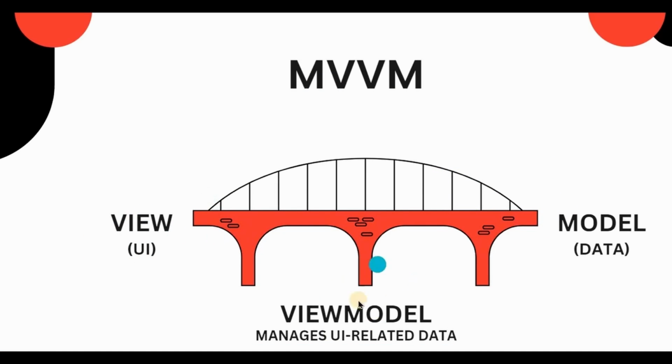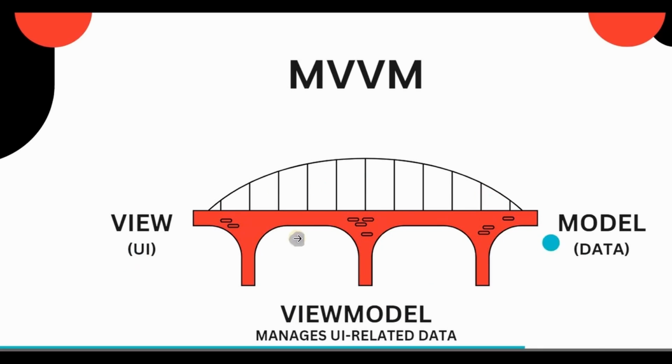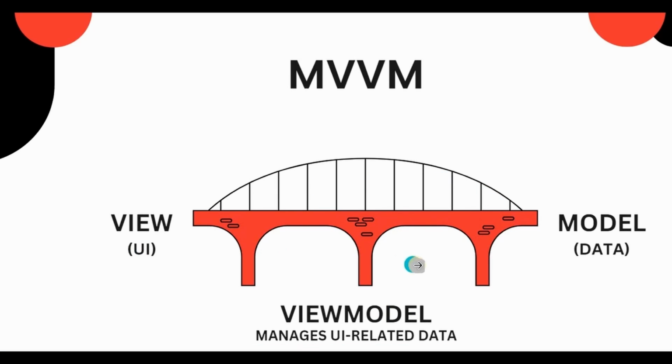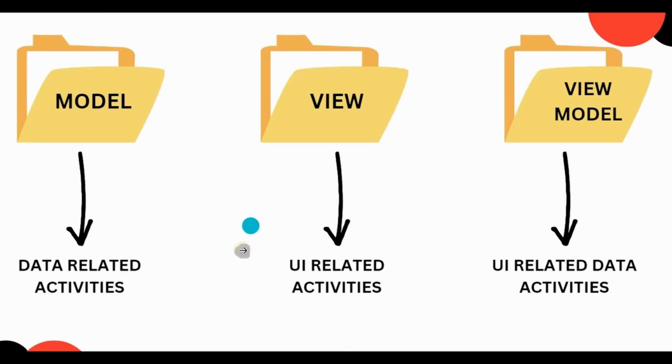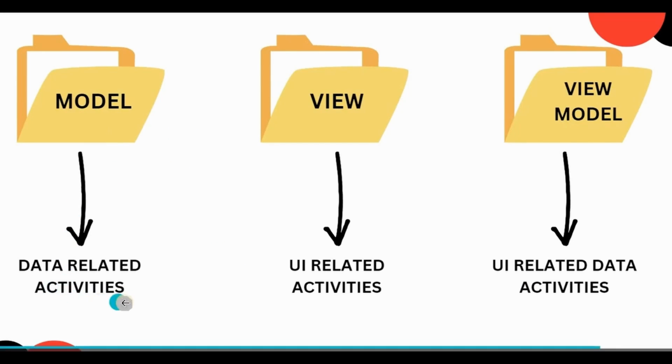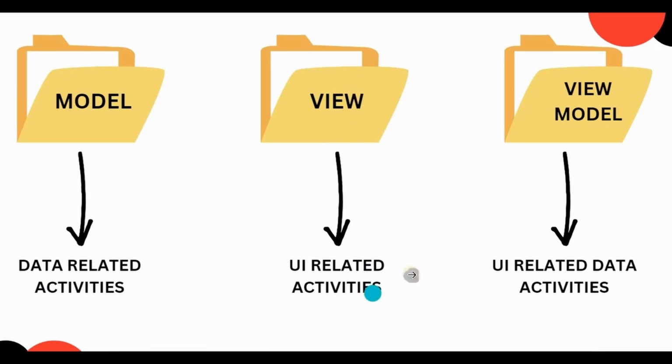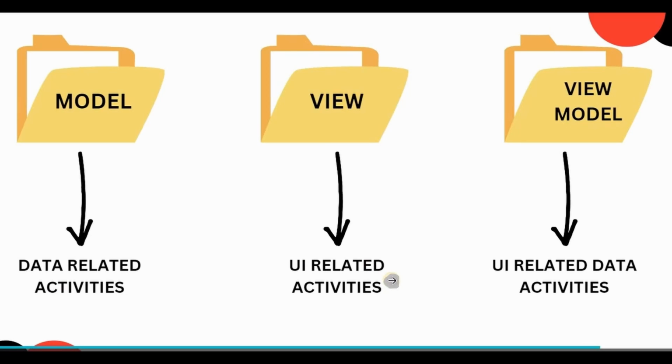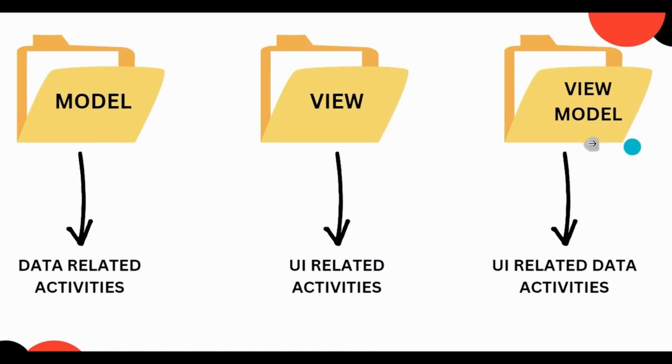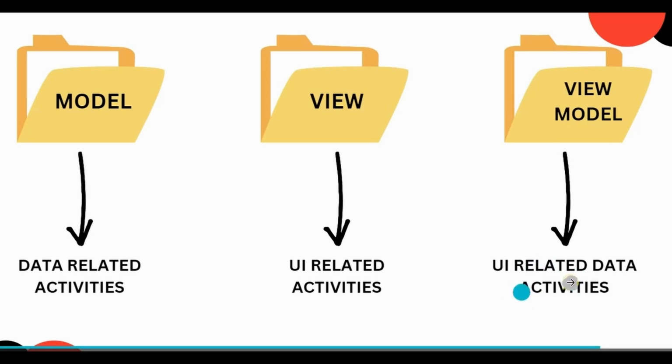So model represents the data, view represents the UI, and view model represents the communication that takes place between view and model. Simple, right? See, whenever you create a project using MVVM, make sure to create three different packages inside it. That is, model package, which will consist of all the data related activities. Then view package, which will consist of all the UI related activities. UI related activity does not only mean XML file, but also the activities which define UI components in it, like main activity. And then view model package, which will consist of all the UI related data activities.